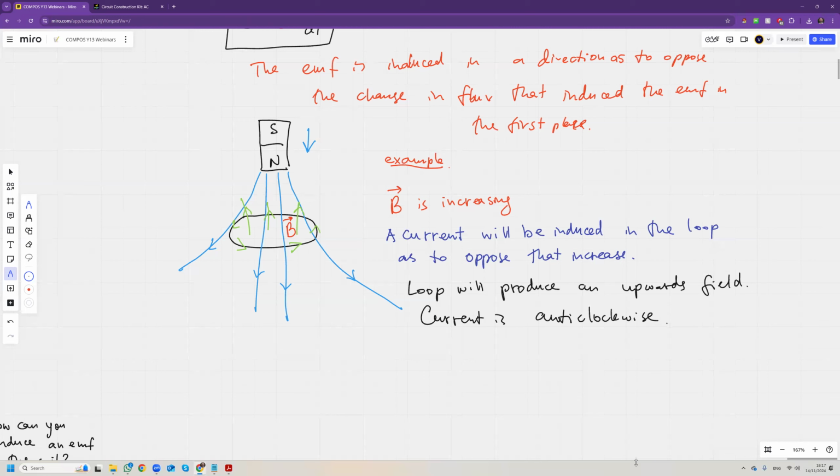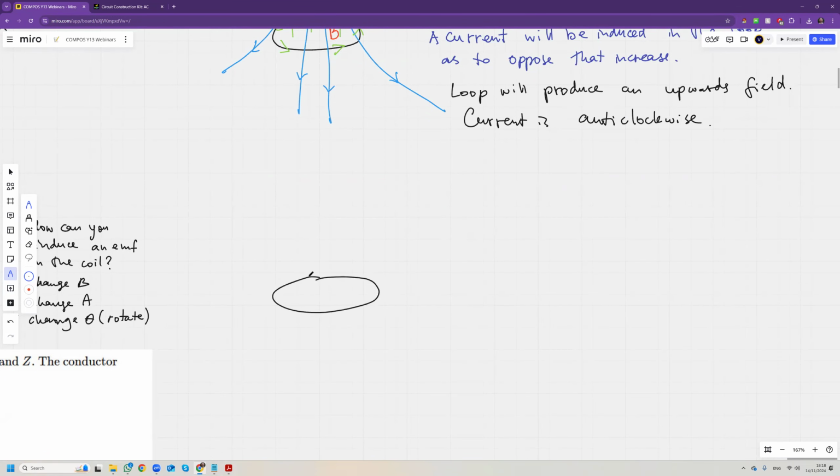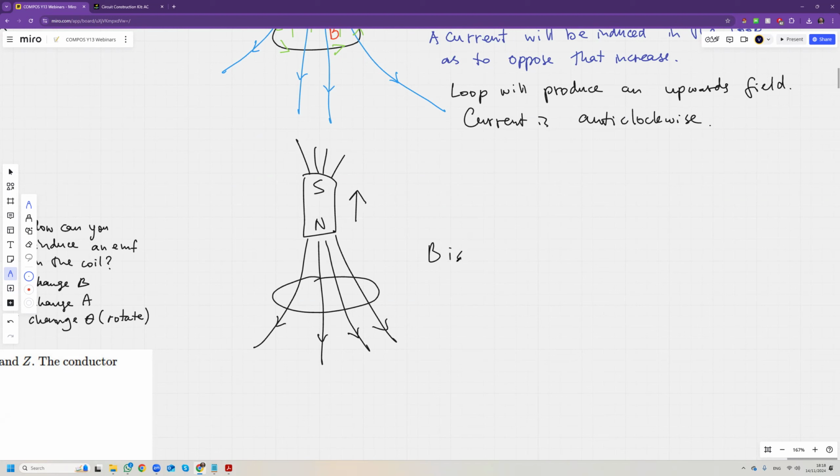Okay. So if you increase the field, if you increase the flux, the loop will try to decrease the flux. How can you decrease the flux? By producing a magnetic field in the opposite direction. Now, let's look at a magnet moving up, north, south. So there's a field down, and the magnet is moving up. So B is decreasing.